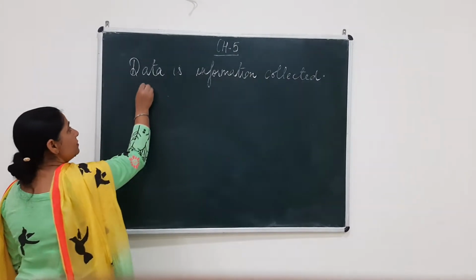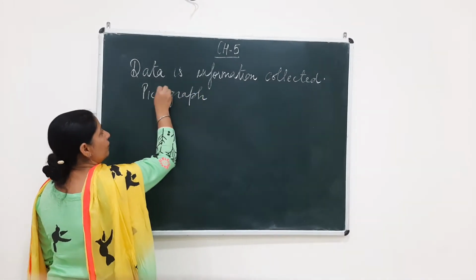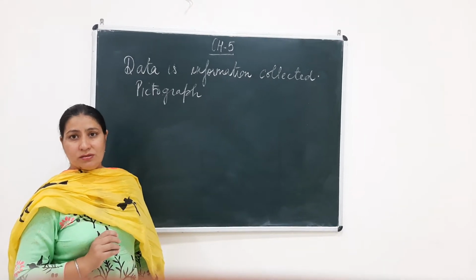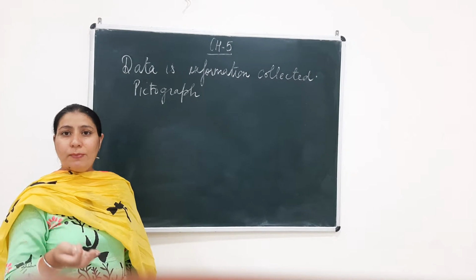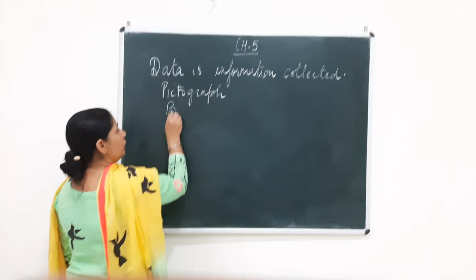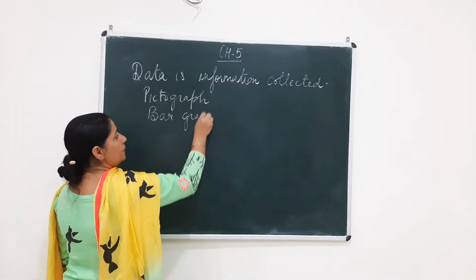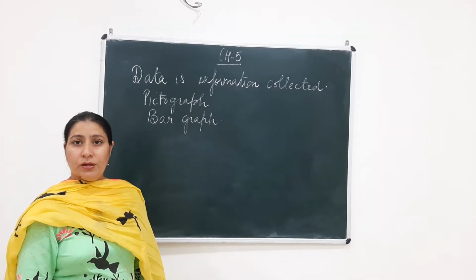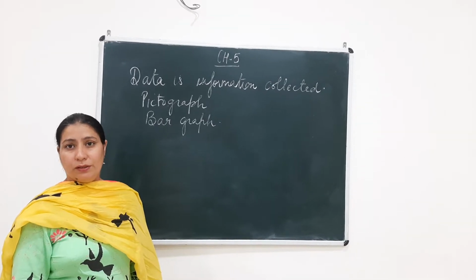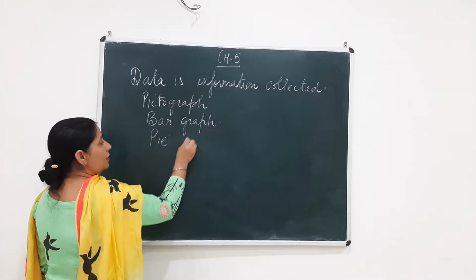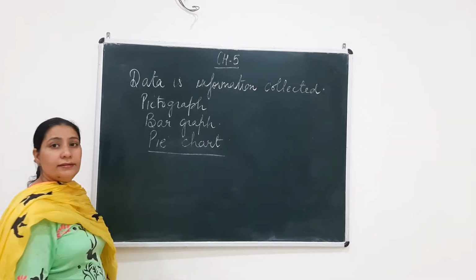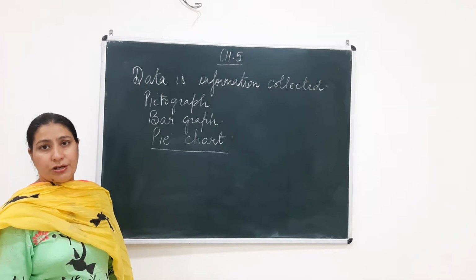In junior classes, you learned pictograph. In pictograph, you represented your data in the form of pictures. And as you came up to the higher classes, we taught you how to represent your data in the form of bar graphs. So today's topic that I am going to take with you is another way of representing the data, and this method is called pie chart.